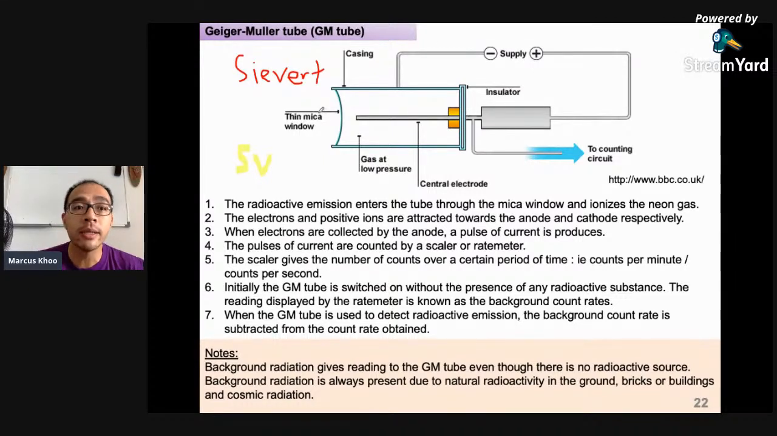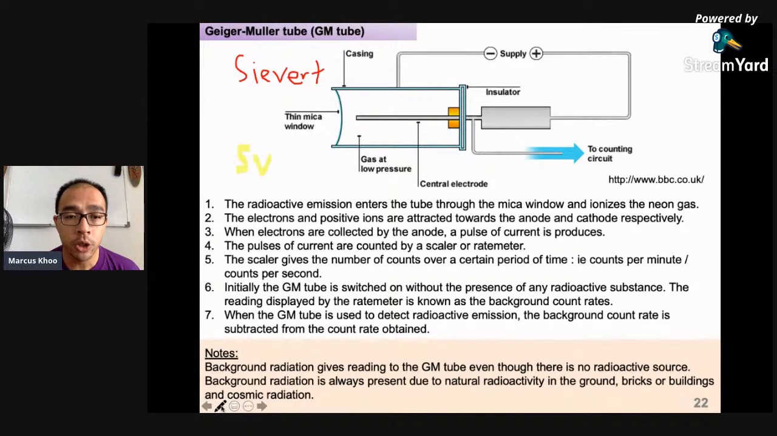The unit for radioactivity is called sievert. Most Geiger counters will use sievert, but the Geiger-Müller tube, or actually in the past, we called it counts per minute, or counts per second, depending on the setting of the Geiger-Müller tube. Of course, the bigger the count, the more radioactive presence there is. Initially, this is an important thing.